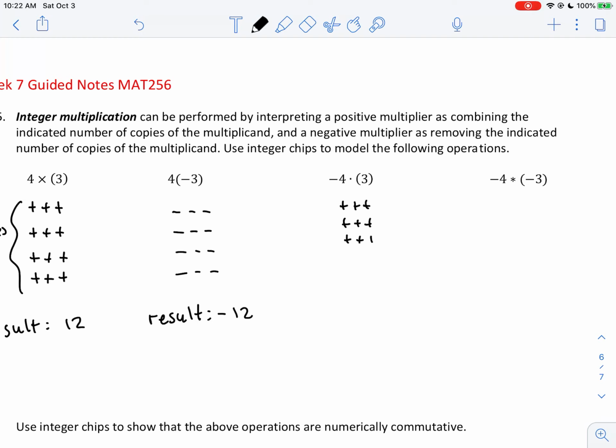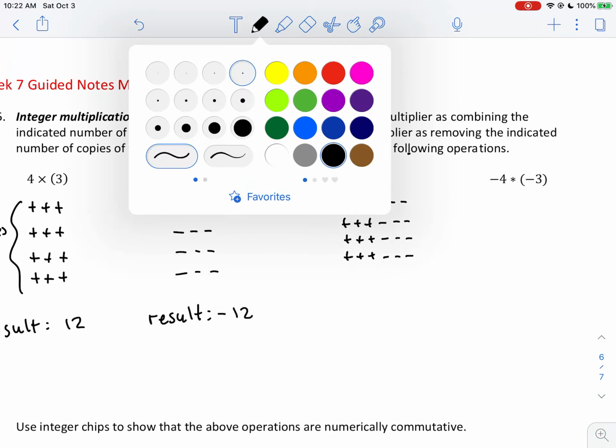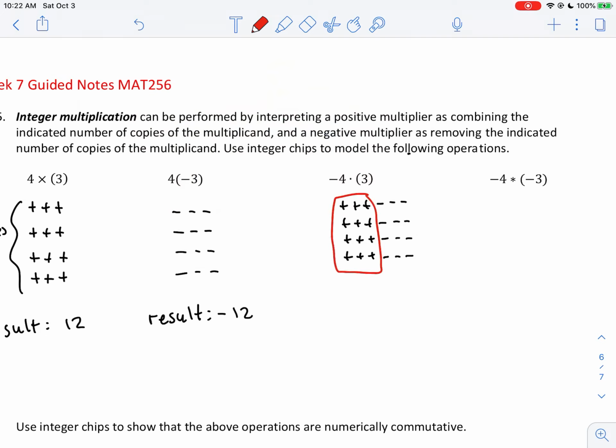So 4 copies of 3. And I'm going to put the 0 pairs over here. So we're starting with 0, and now we're going to remove 4 copies of 3. And the result is negative 12. Some people like to say, when you do negative 4 times 3, just do 4 copies of 3, and then change the sign. So you just do 4 times 3, and then do the opposite sign, negative 12.